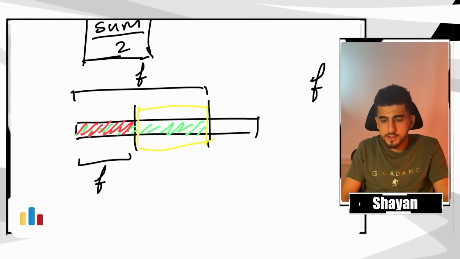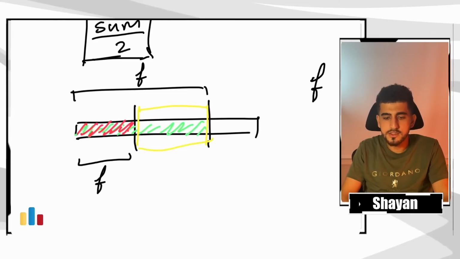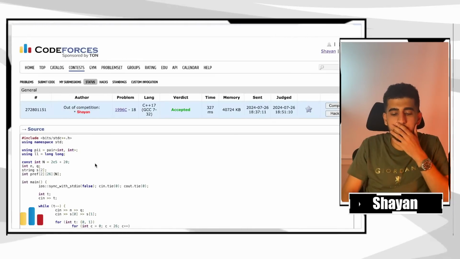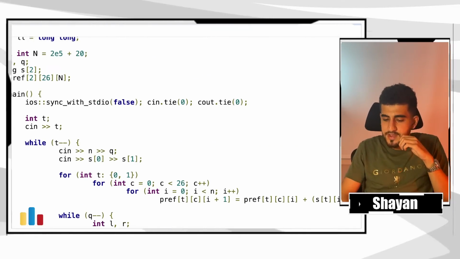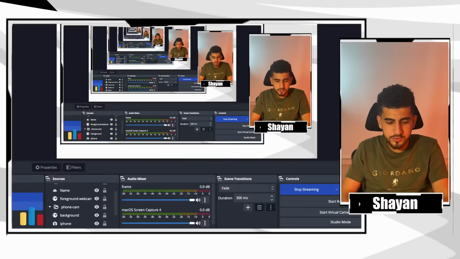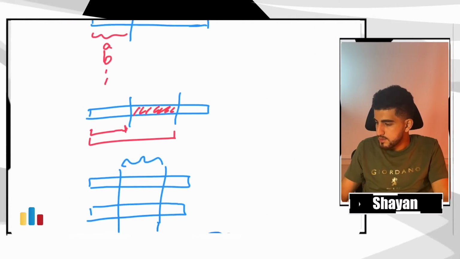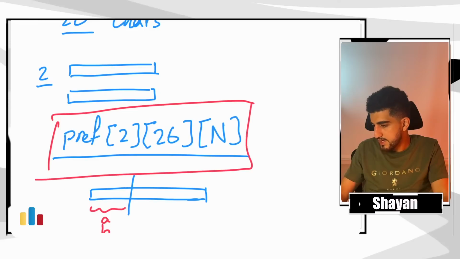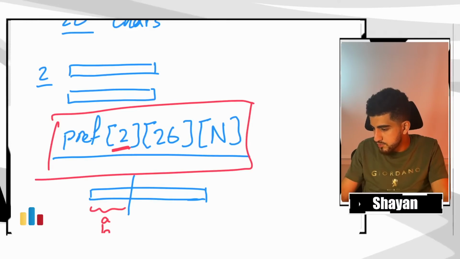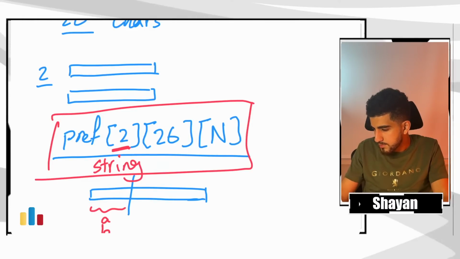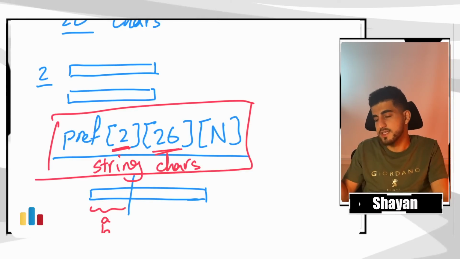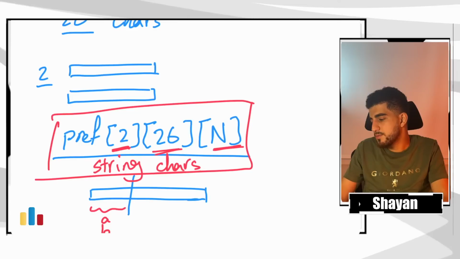So let me also show you the code to make sure that everything is now sound and clear. I will explain it on the code. So as I said, we have this prefix array, as I showed you in the tablets. It is of size 2 because we have 2 strings, 26 because we have 26 lowercase English letters, and n because we have n prefixes.